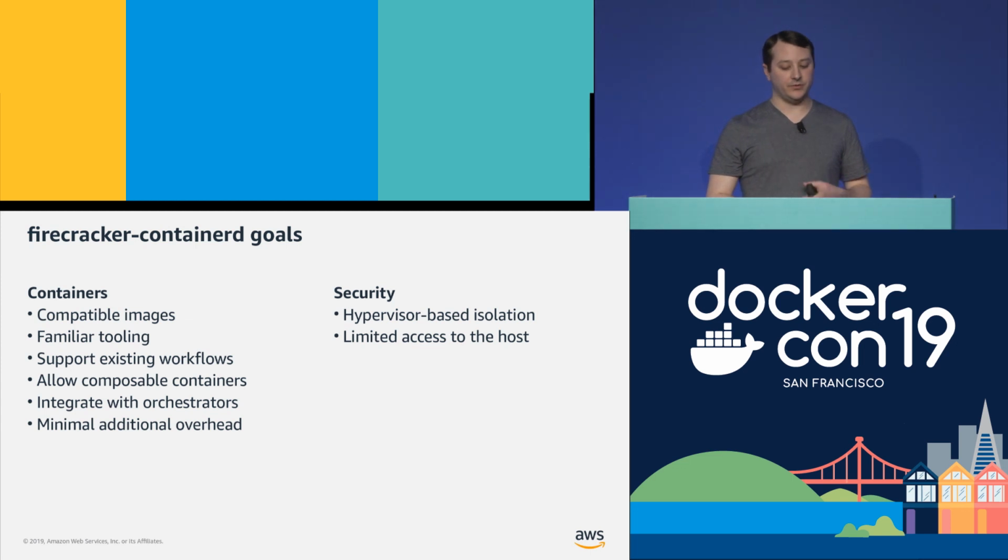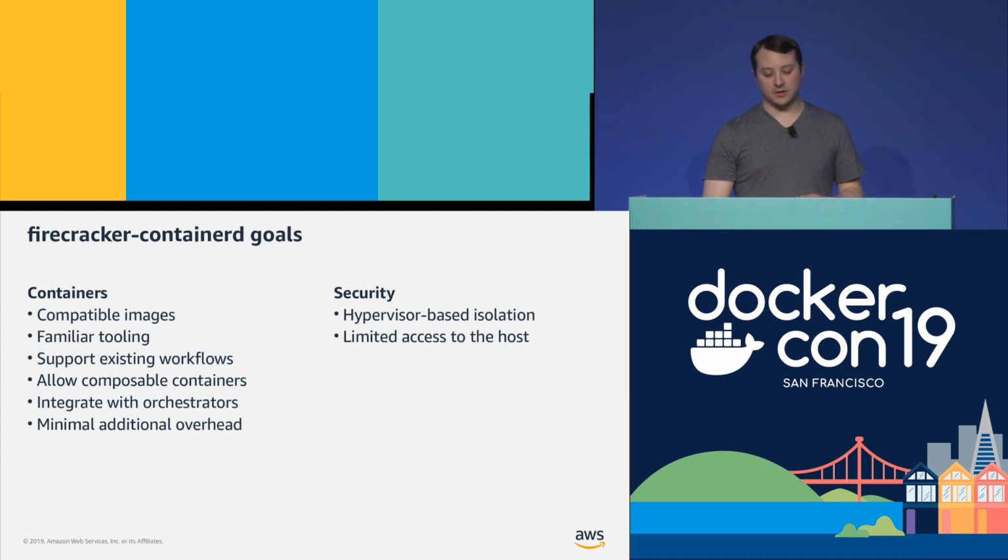By that I mean we still want to use C groups and namespaces and mount in the proc file system and mount in the sys file system, with the goal that existing monitoring and debugging tools can still be used with Firecracker. We want to support composable applications, containers that share namespaces or volumes like you'd see in a Kubernetes pod or an ECS task, and we'll do that by running multiple containers inside the same virtual machine. And since I mentioned orchestrators, we'd like to integrate with orchestrators like Kubernetes and ECS. We also want to minimize the additional overhead as much as we can so that there's not so much extra latency in starting a container or extra CPU and memory being consumed.